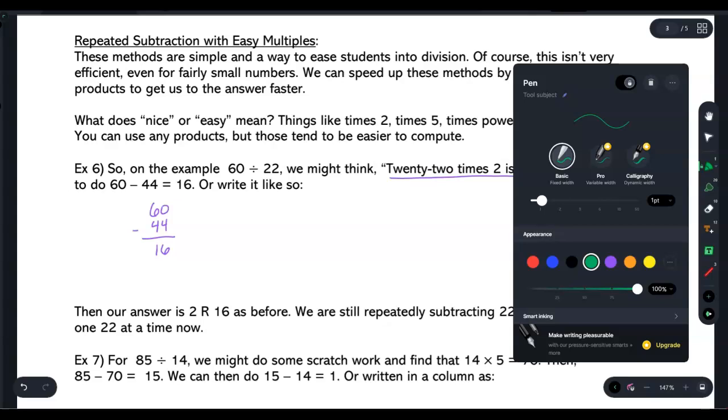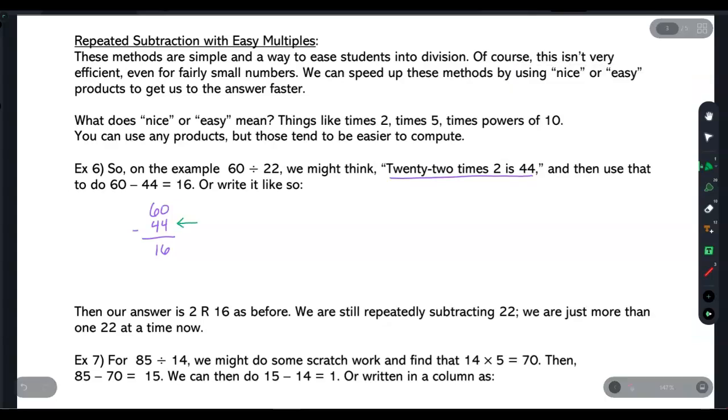So in this case, when I did this, really what I was doing is I was subtracting 22 2 times, right? And then this is what I have left over, and 22 won't go into that, so I can't subtract 22 anymore. So again, I'm getting 2 remainder 16.